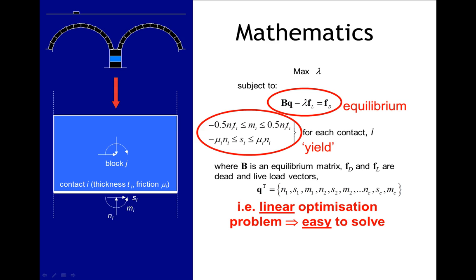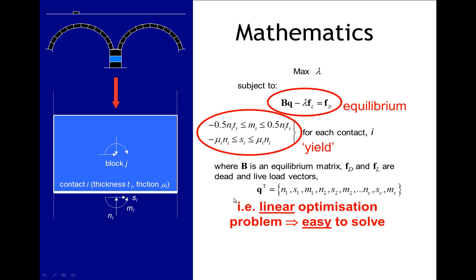So these very simple mathematical expressions completely define the problem. And fortunately for us, there are very efficient mathematical ways of finding rigorously the value of lambda that corresponds to the structure at the point of collapse. This is really how the software works.